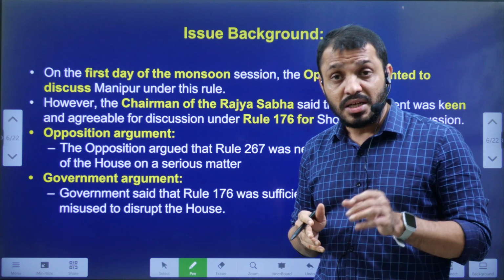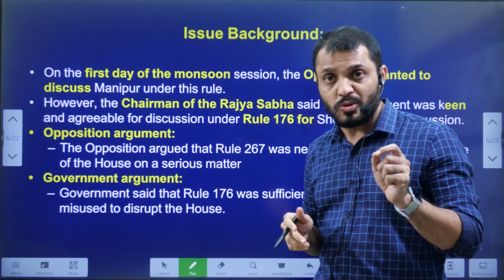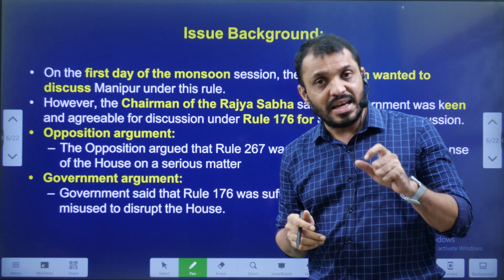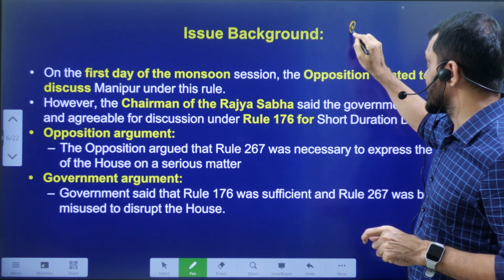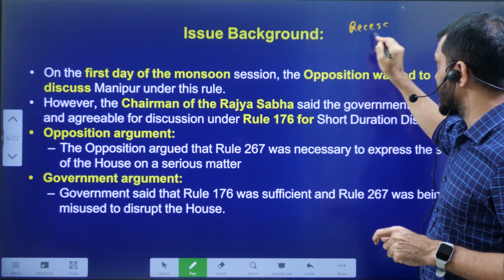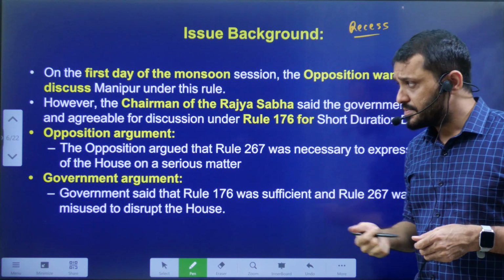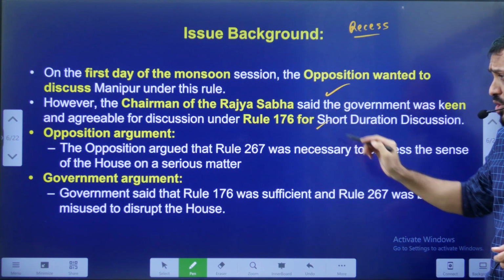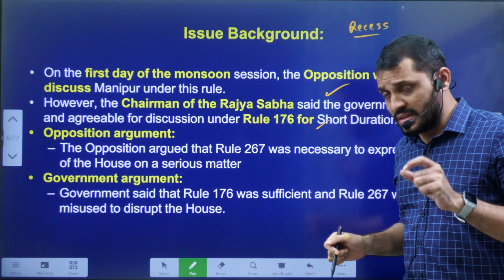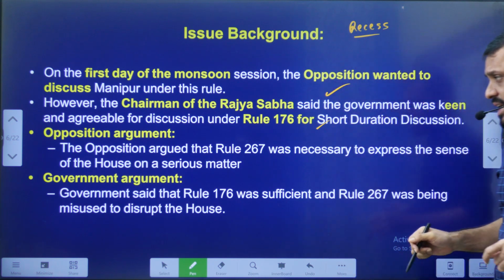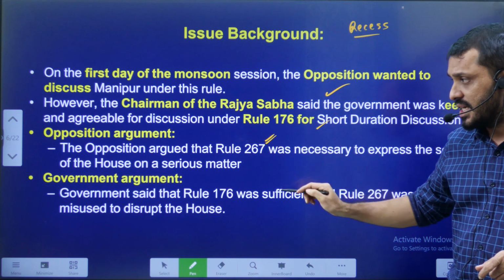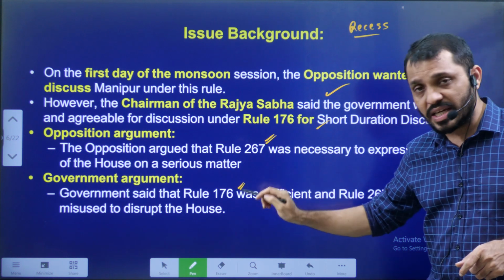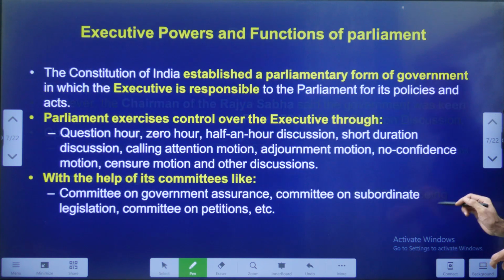Actually, the Constitution does not particularly mention the number of sessions. It only mentions that the maximum gap between two sessions should not be more than 6 months. And the gap between sessions is nothing but recess. So in the monsoon session, the opposition party is demanding that the Manipur violence must be taken up under Rule 267. The government is saying that it is ready for Rule 176.